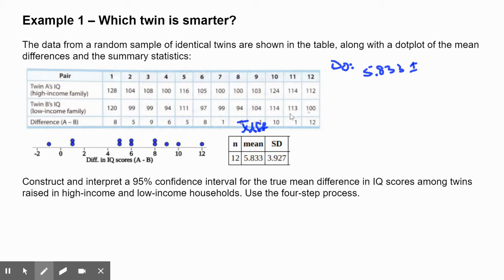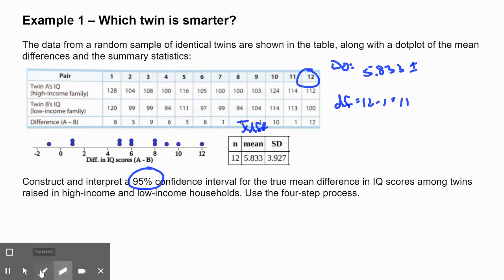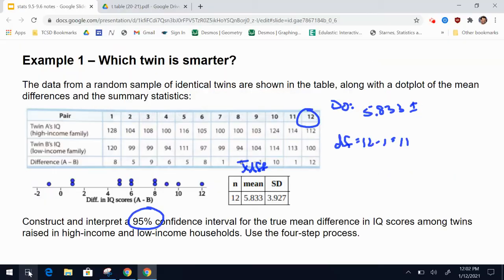So to find T star, we know our confidence level is 95. We need to get our degrees of freedom. Our degrees of freedom come by taking the sample size, which is 12, and subtracting 1. And that's 11. So there's our degrees of freedom. So now I'm going to go to table B. I'm going to find my T star value using the row 11 and the 95% confidence. So let's go there now.